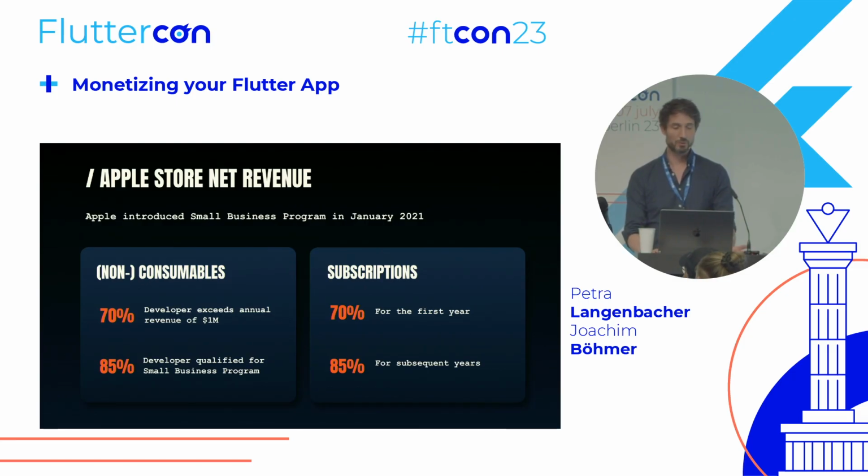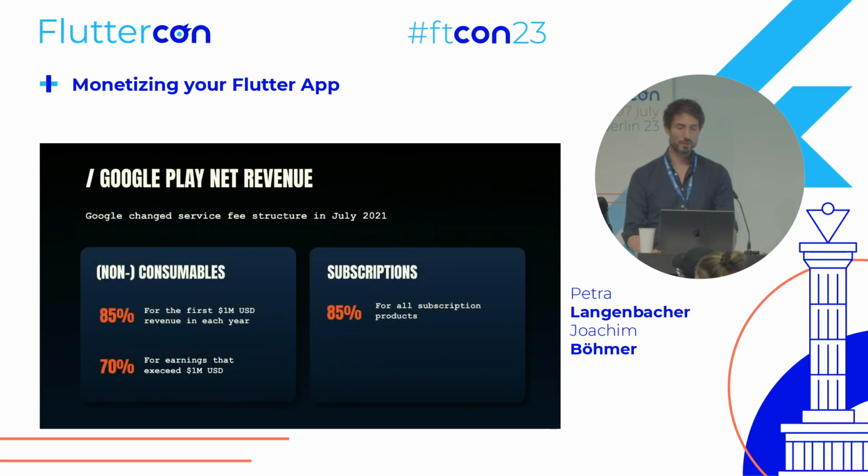If your average revenue is below that threshold, you can apply for that program, in which Apple's share is reduced to 15%. So you have a net revenue of 85% when you're selling consumable or non-consumable products in your app. For auto-renewable subscriptions, you will have the reduced net revenue of 70% for the first year, and it increases to the 85% net revenue for all subsequent years that your subscription is running.